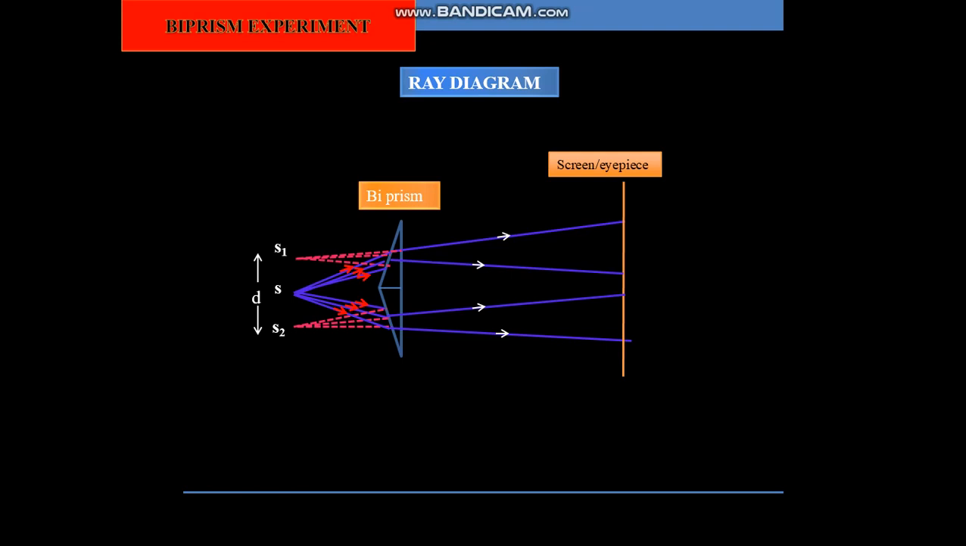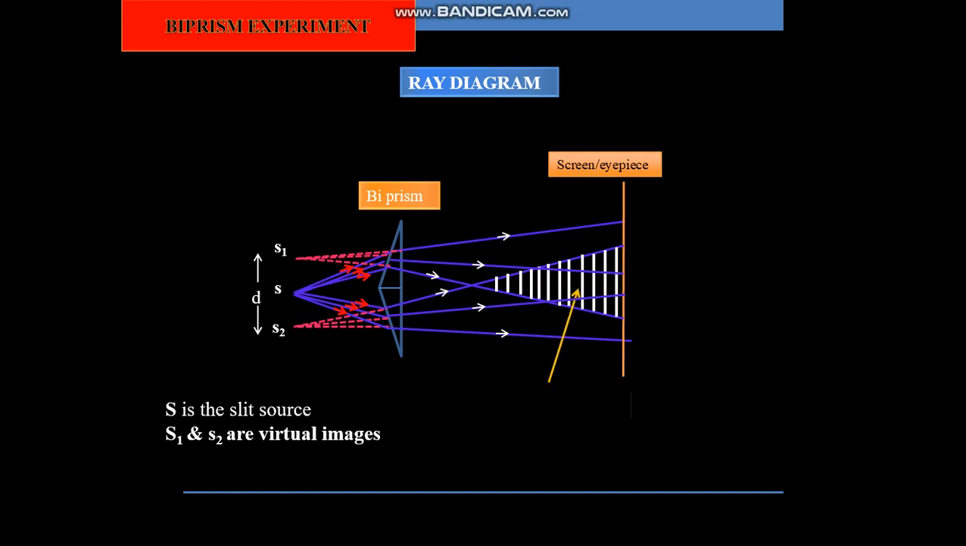We measure D and small d. Before that, let us see the ray diagram. That's the biprism. We have the screen or the eyepiece. Rays of light come out from the source S, move towards the screen and eyepiece after refracting through the biprism. They come back to form the virtual images S1 and S2, which act as coherent sources of light to give out the interference pattern here. This is the region of interference.